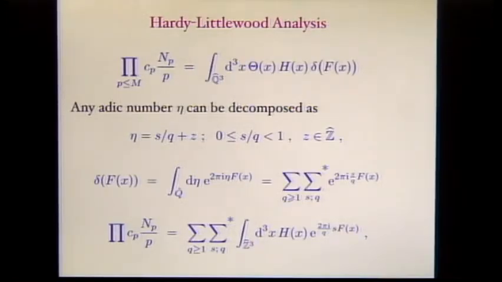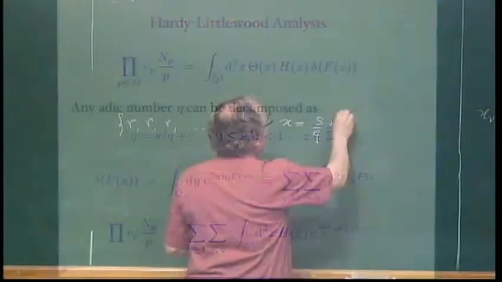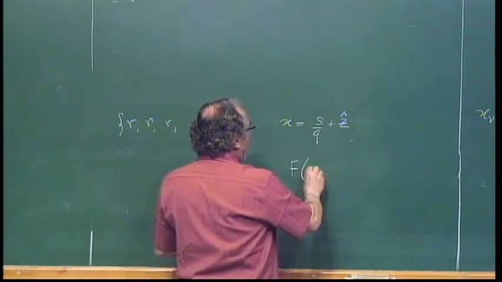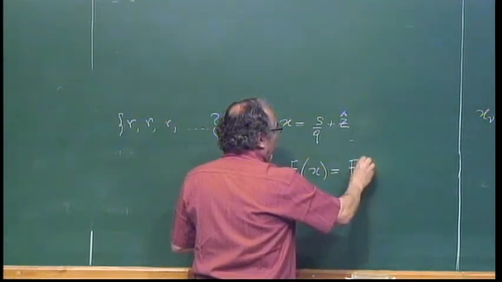Okay. And there's a p-adic delta function. So I shouldn't point, I should use this. There's a p-adic delta function, which you can write this way. Okay, the usual way, it's true over p-adic numbers also. And you can expand out using this. You can expand out as a sum over all rational numbers S over Q times e to the 2 pi i S f of x. And what's done here is to notice that we've written x as S over Q plus z, where z is a p-adic integer. The coefficients in f were integers, remember? And so f of x is f of S over Q.